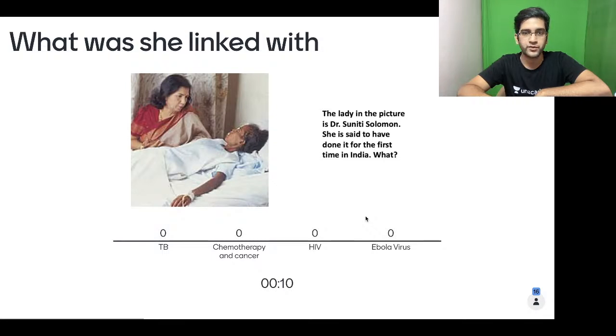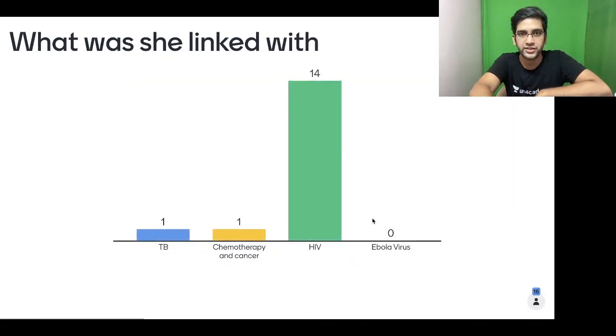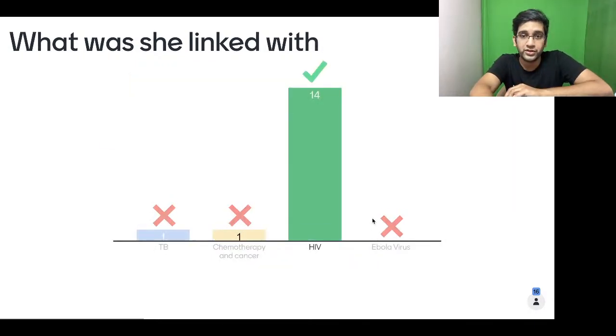Okay. I'm just waiting for the timer to go. It's Dr. Suniti Solomon, who was the first person who diagnosed and established the case of HIV in our country, right? That was the first thing she did in our country. Great. 14 of you writing the correct answer is an amazing thing, fine. I think most of you would answer the trivia because you must have known the name before, fine.